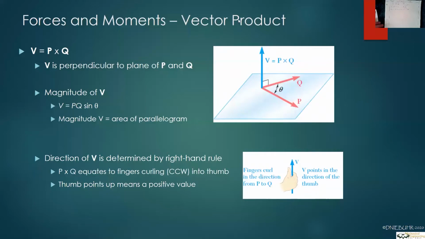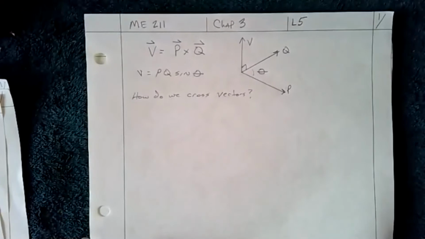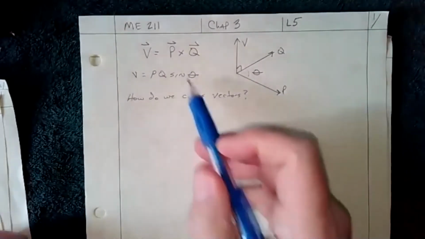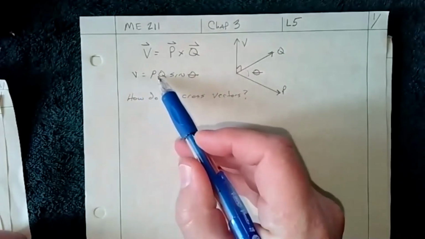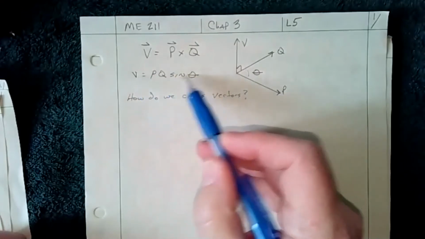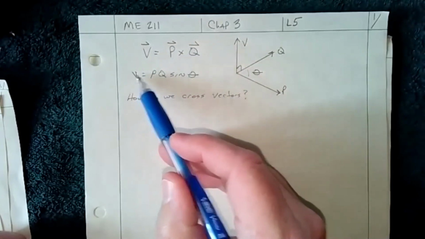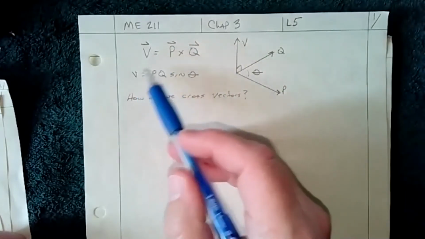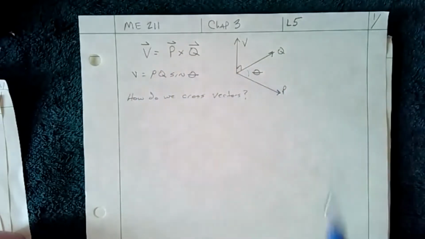So let's look at our graph. All right, so here's our paper. Here we have V equals P cross Q, V magnitude, P, Q, sine theta. Now, when I draw vectors, I always put a hat on them. That's how you know the difference between scalars and vectors. On PowerPoint, vectors are bold, and these are italics.